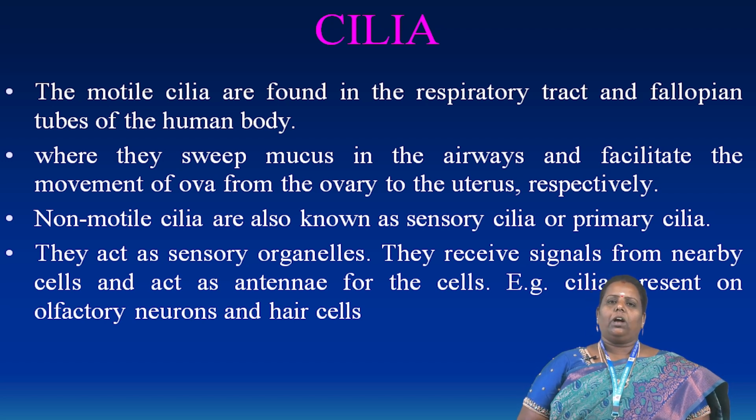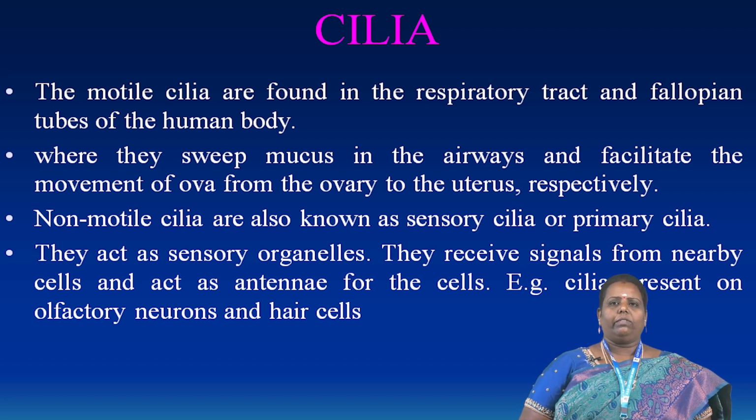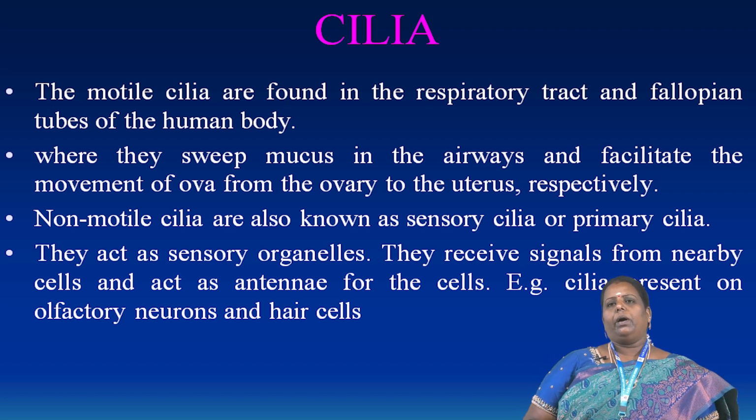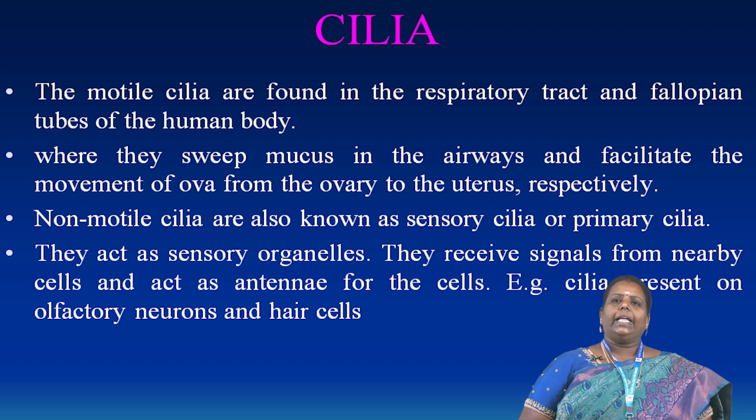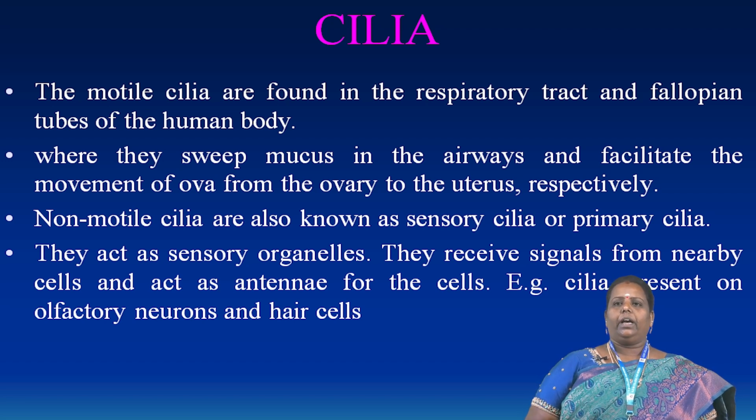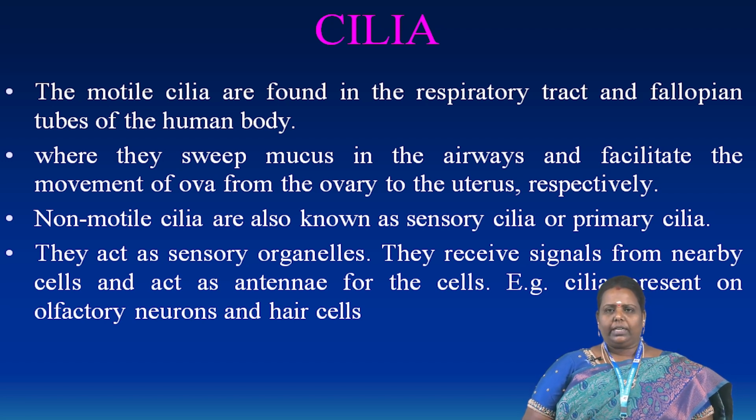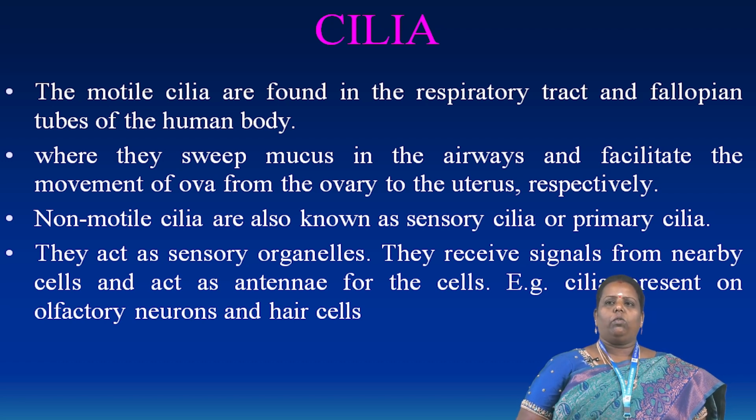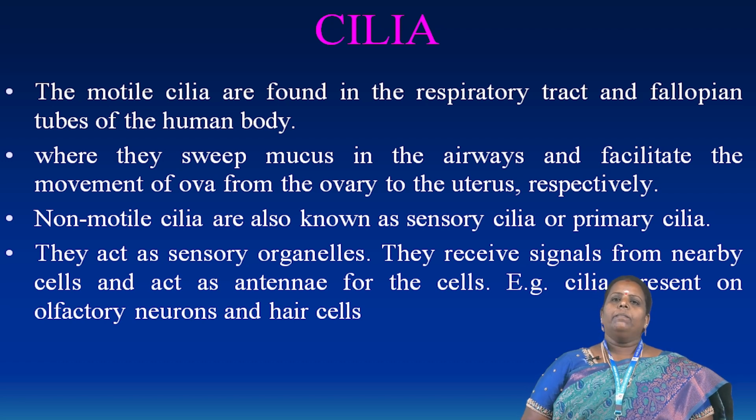Our respiratory tract has cilia. Our fallopian tubes, between the ovary and uterus, have cilia too, which sweep mucus in the airways and facilitate the movement of the ova from the ovary to the uterus respectively. The role of cilia is also mucus clearance, and moving the ova from the ovary.